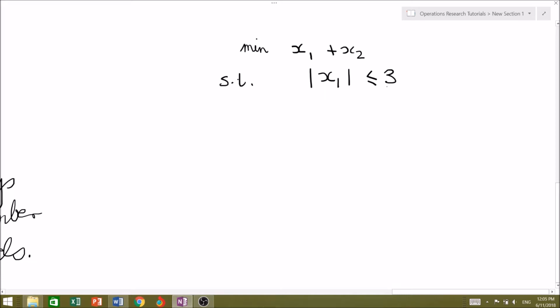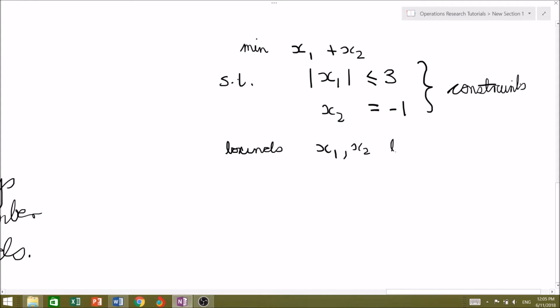Say we are asked to find the minimum value of x1 plus x2 subject to the absolute value of x1 being less than or equal to 3 and x2 being equal to -1. So these are our constraints. And say further that you're given the bounds on x1 and x2 are that they are both unrestricted.